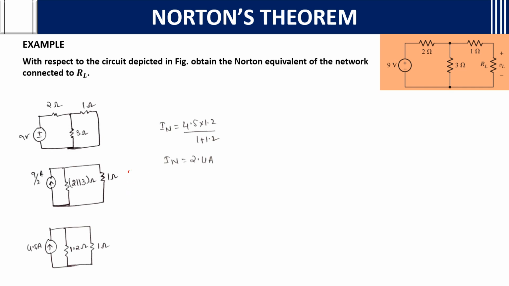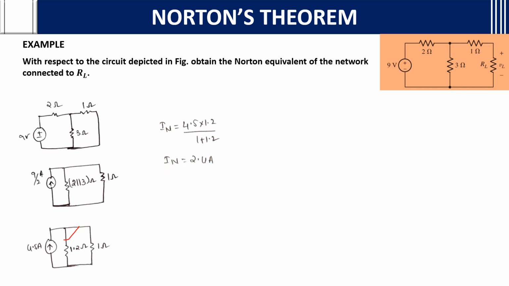That is short circuited. Where we have short circuited, we need to find the Norton's current. So here it is 1 ohm. To get the Norton's current, the total current 4.5 into the opposite resistance 1.2 by 1 plus 1.2. This is the current dividing rule. We will get IN as 2.4 amperes.